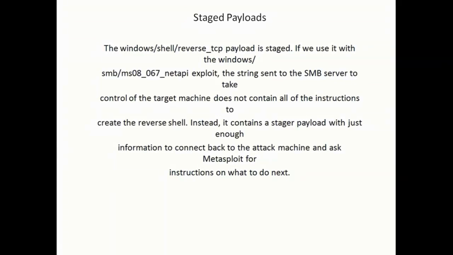Inline payloads. The windows/shell_reverse_tcp payload is an inline or single payload. Its exploit string contains all the code necessary to push a reverse shell back to the attacker machine. Though inline payloads take up more space than staged payloads, they are more stable and consistent because all the instructions are included in the original exploit string. You can distinguish inline and staged payloads by the syntax of their module name. Meterpreter.